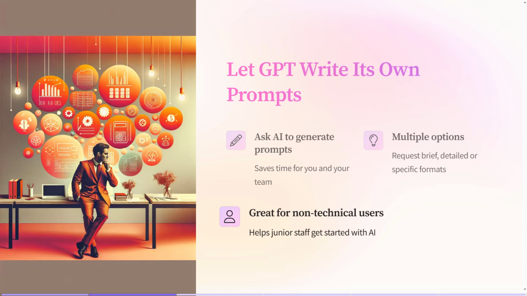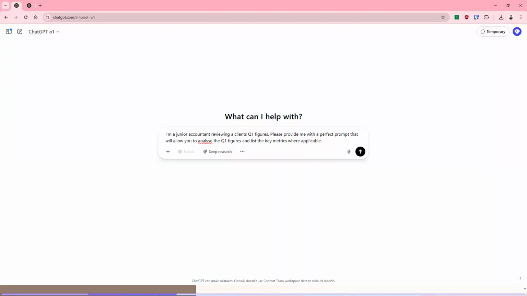So let's take a look at how we can use GPT to craft prompts for us. We've got a very, very simple set of instructions here. Let's say we are a junior accountant, someone who's not used AI before, and so we're just saying, I'm a junior accountant, I'm reviewing a client's Q1 figures. Before I put the figures in, just give me a prompt that's going to make you analyze those quarter one figures and list the key metrics where applicable.